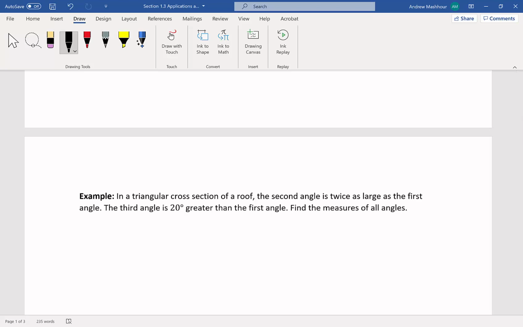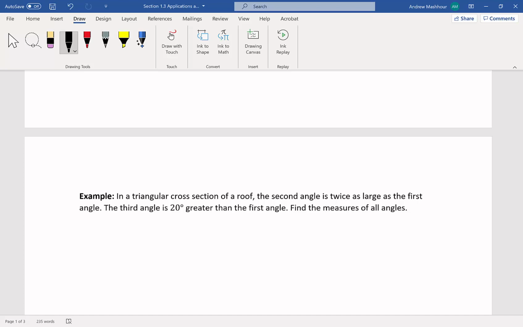Now for this example, it's saying in a triangular cross section of a roof, the second angle is twice as large as the first angle. And then it says the third angle is 20 degrees greater than the first angle. Find the measures of all angles.